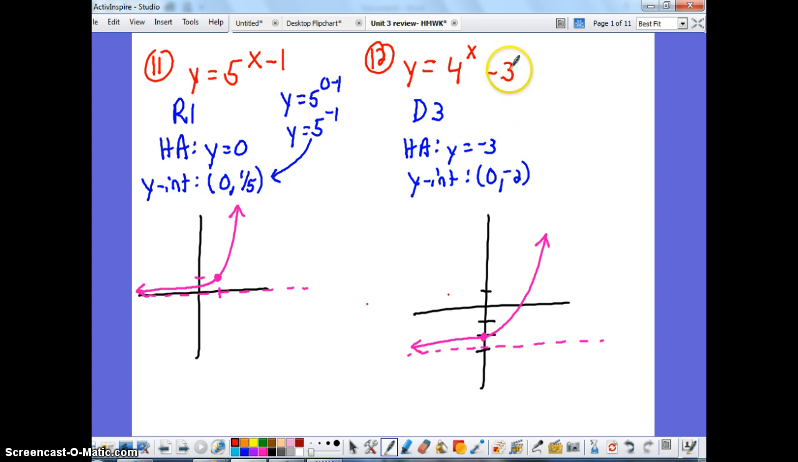Number 12, very similar, but this one is moved down 3. So now the horizontal asymptote, which starts at y equals 0, you subtract off 3, you get negative 3. The y-intercept, which starts at 1, subtract off 3, you're at negative 2. Draw in your curve with your horizontal asymptote.